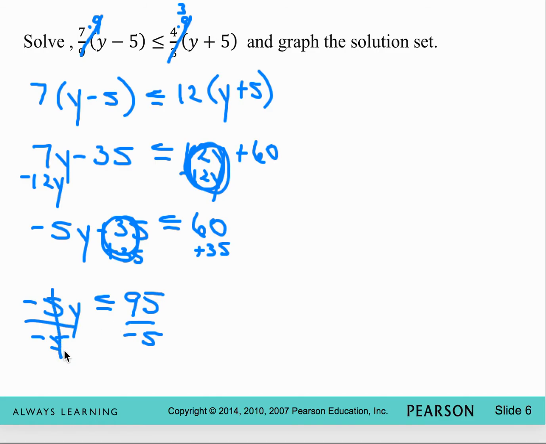Now, be careful, divided by a negative, so the direction of that inequality is going to change. And the sign will be changed to a negative also. So let's see, what is that, 19?